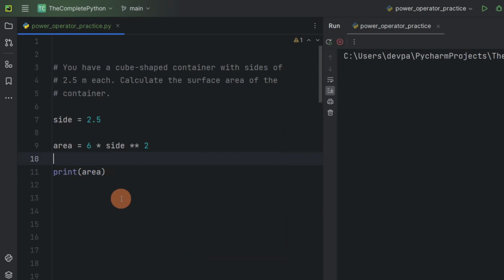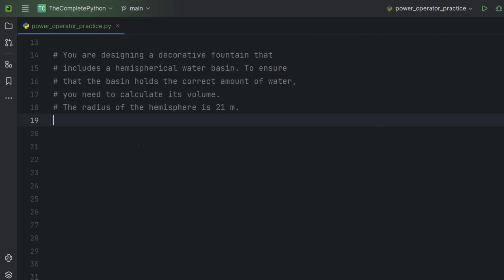Now if we run the program, you can see we are getting 37.5 square meters. This is the total surface area of the container. Let's solve the next question.